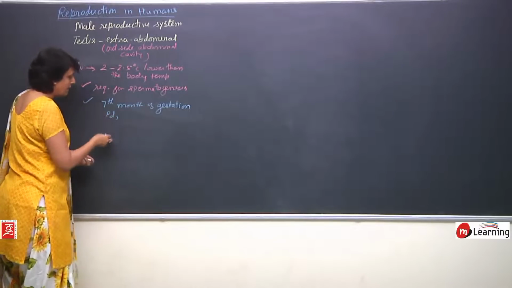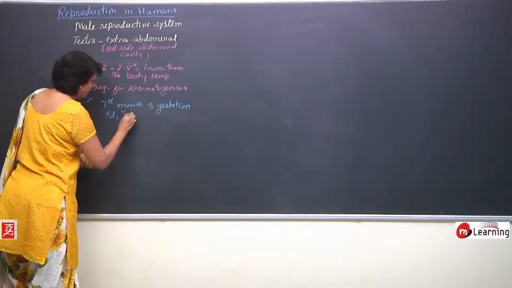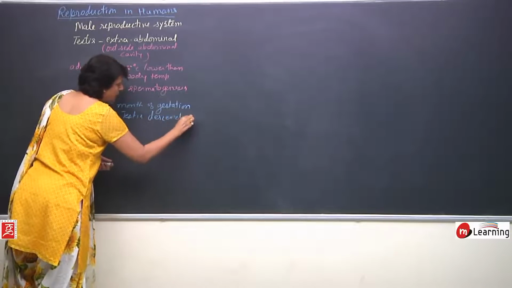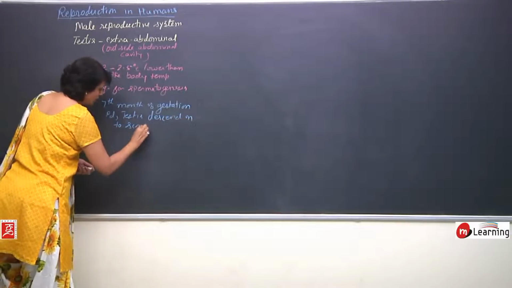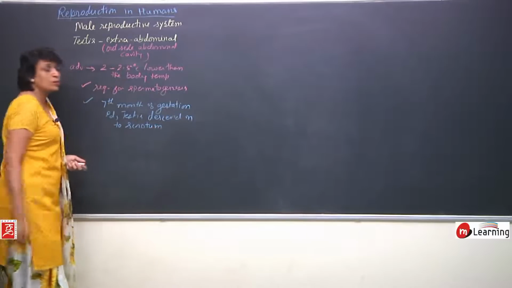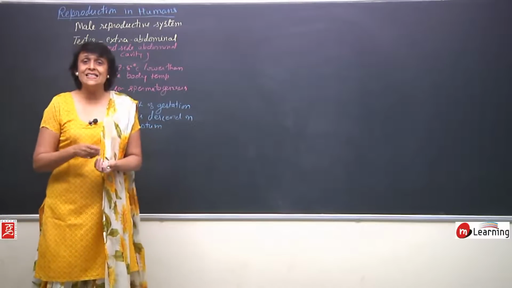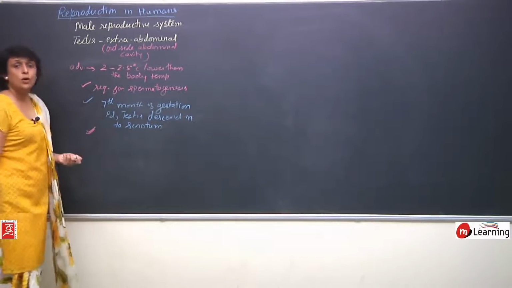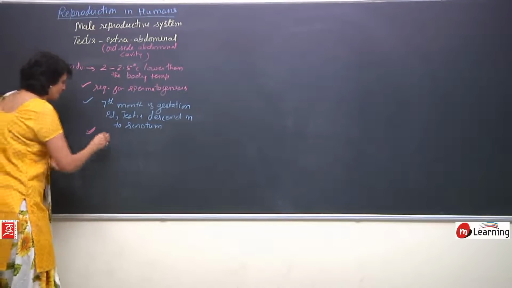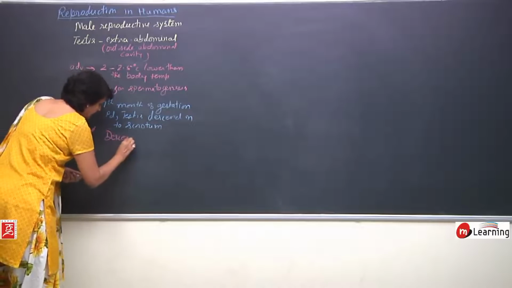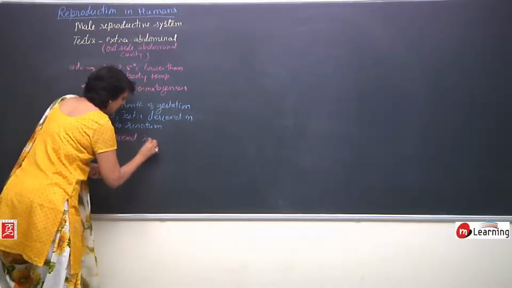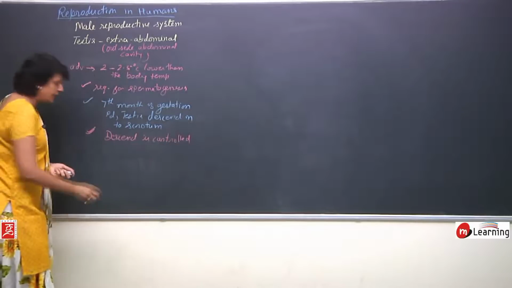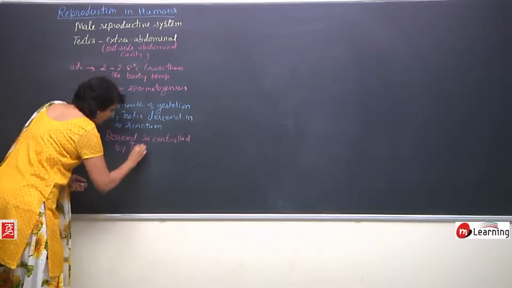So, in the 7th month of gestation period, these testes descend into the scrotum or scrotal sac. This descent is controlled or regulated by a hormone called testosterone.